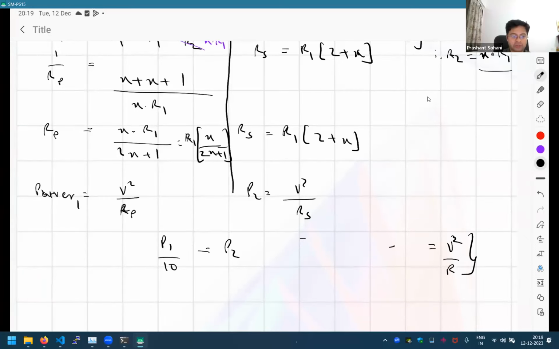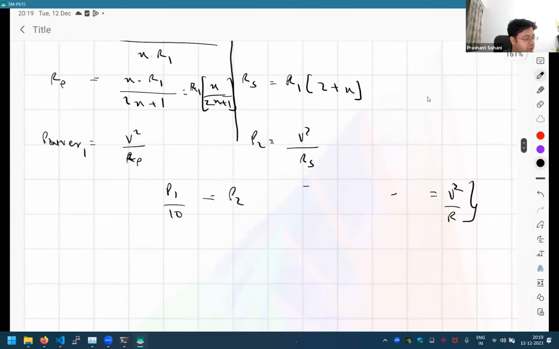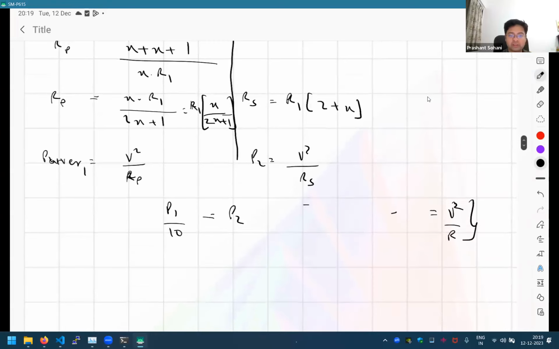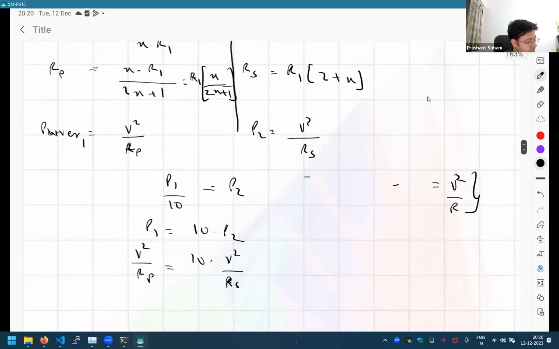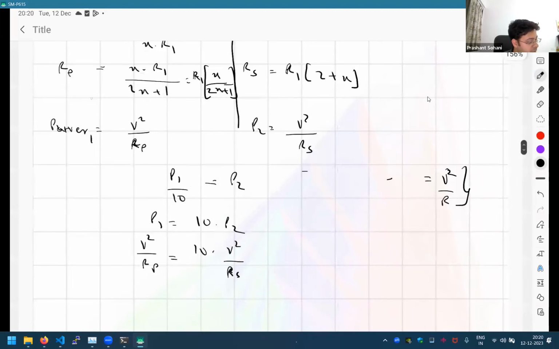Now it is just substitution, right? And again in the substitution, what you are going to see is that V square is going to cancel, R1 is also going to cancel. So if I just write P1 is 10 times P2, so V square upon RP is 10 times V square upon RS. Okay, and now if you substitute the value of RP and RS from here, in fact, let me cross multiply first. So I'm going to get RS is 10 times RP, right?